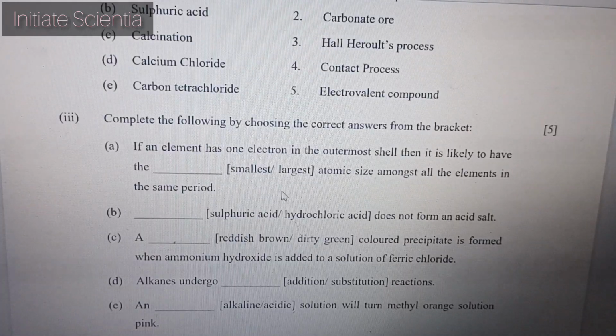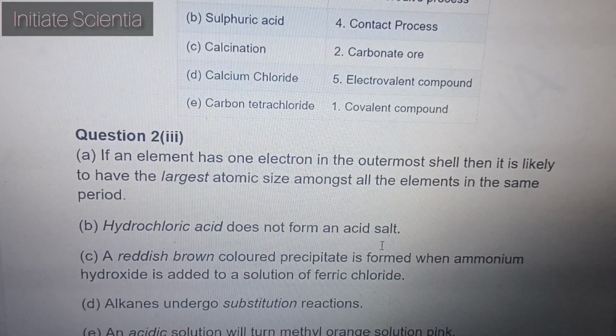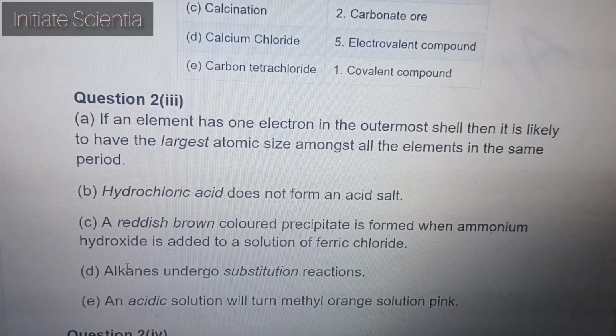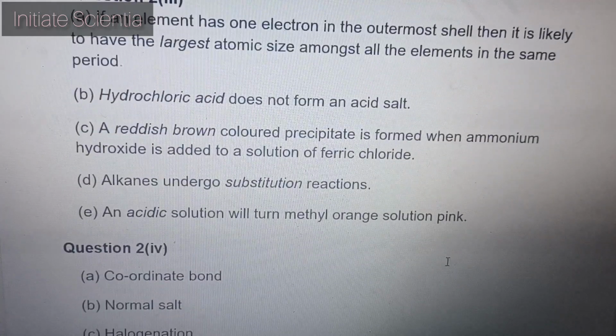Complete the following by choosing the correct answer from the bracket. If an element has one electron in the outermost shell, then it is likely to have the dash atomic size amongst all the elements in the same period. Largest. Hydrochloric acid does not form an acid salt. A reddish brown colored precipitate is formed when ammonium hydroxide is added to a solution of ferric chloride. Alkanes undergo substitution reaction. An acidic solution will turn methyl orange solution pink.